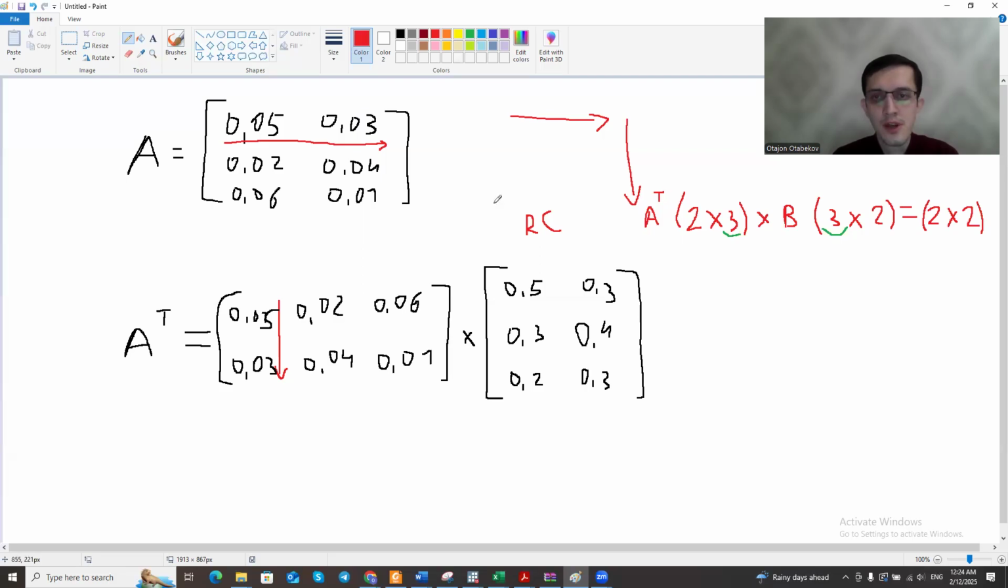And how do we multiply? Again, the same rule, right and down approach. I take my first row from the matrix A transpose and multiply by the first column of the B matrix. Okay, here I am taking the first row of the matrix A transpose and multiplying by the first column of the matrix B.